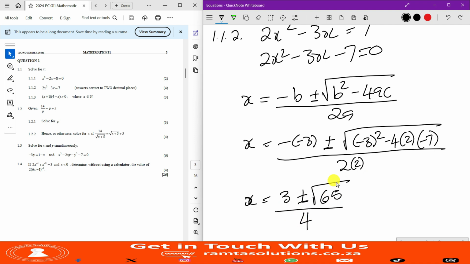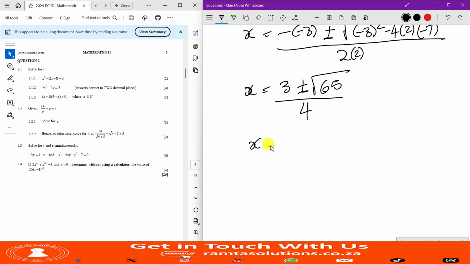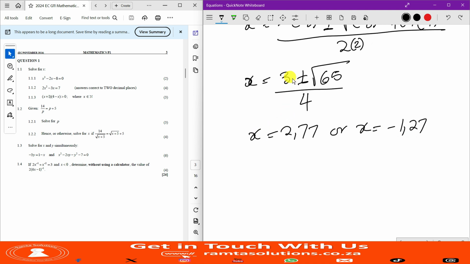Now let's see. 3 plus the square root of 65, over 4, is equal to 2,77. Now let's try 3 minus the square root of 65 over 4. It'll then be negative 1,27. And these are our answers. Okay, cool.